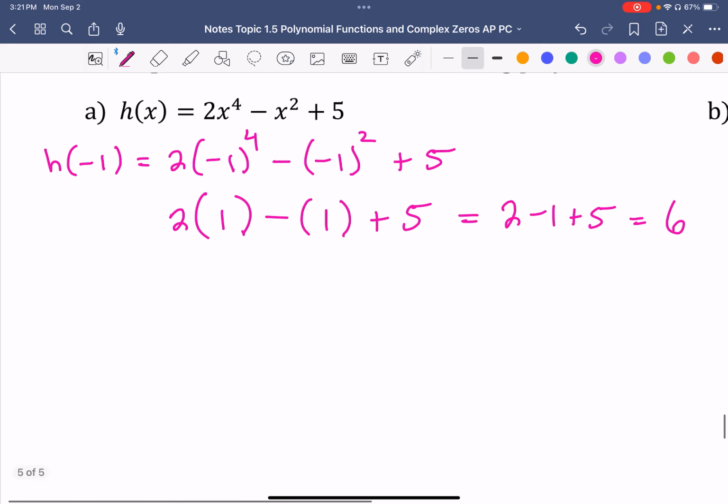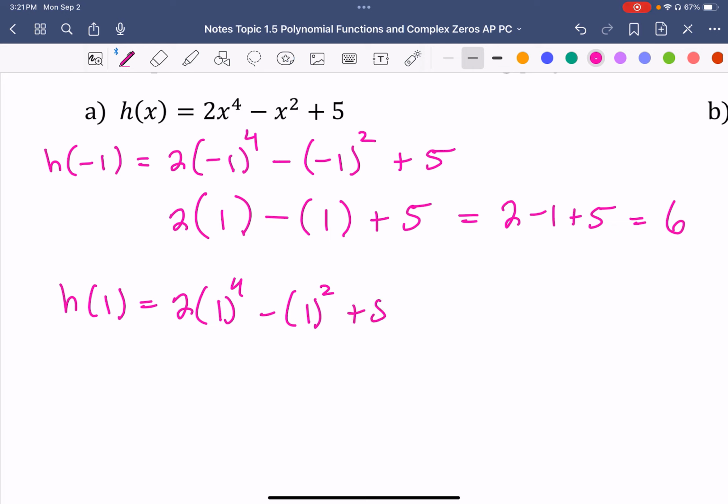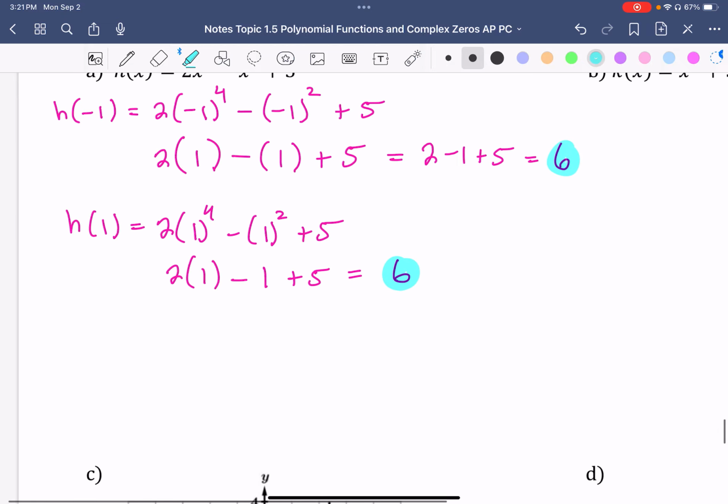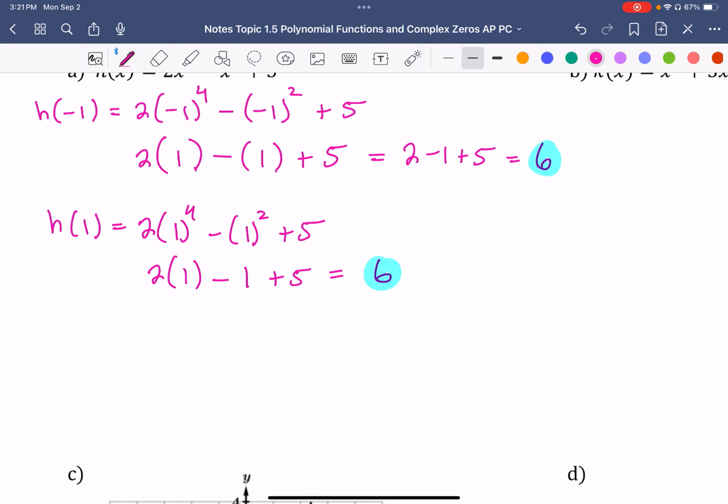Now let's plug in +1. 2 times 1 to the power of 4 minus 1 squared plus 5. All right, we got 2. 1 to the power of 4 is 1 minus 1 squared, which is 1 plus 5. So 2 minus 1 plus 5, we got 6 again. Okay, so notice that our y values were both a +6. So that means if you have opposite x and same y, that means that you have an even function.